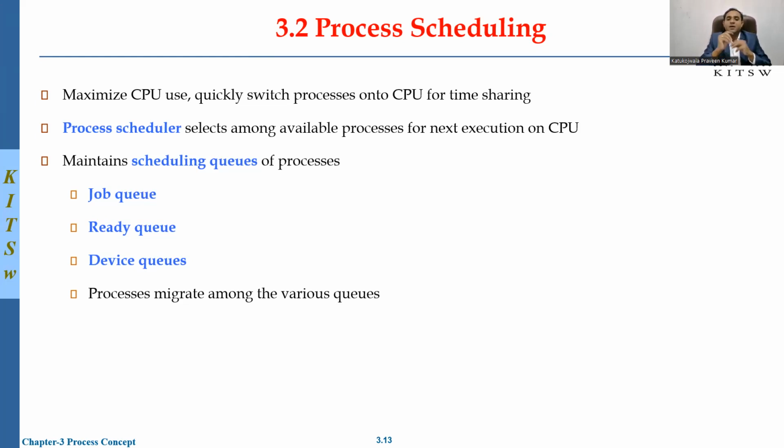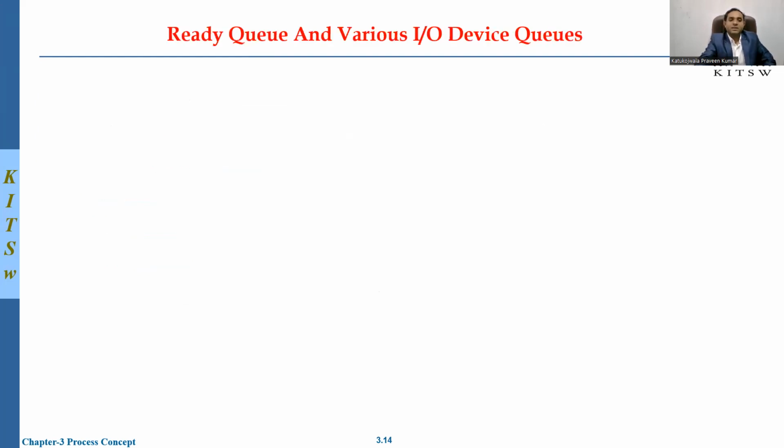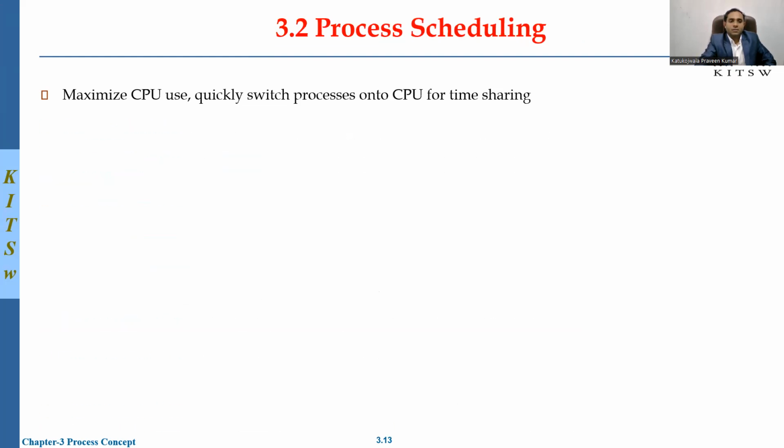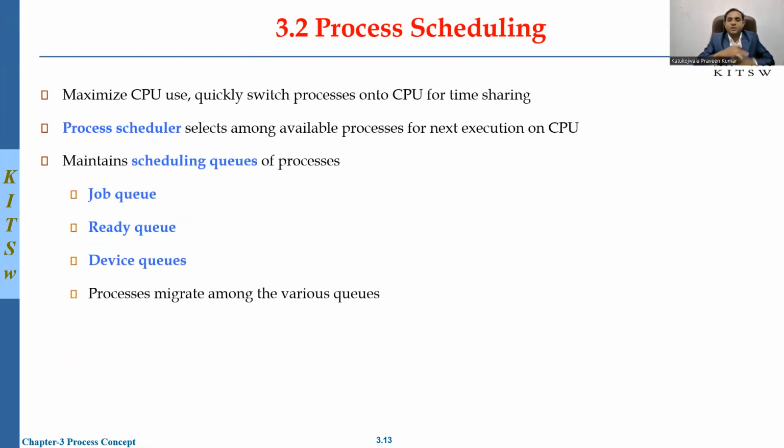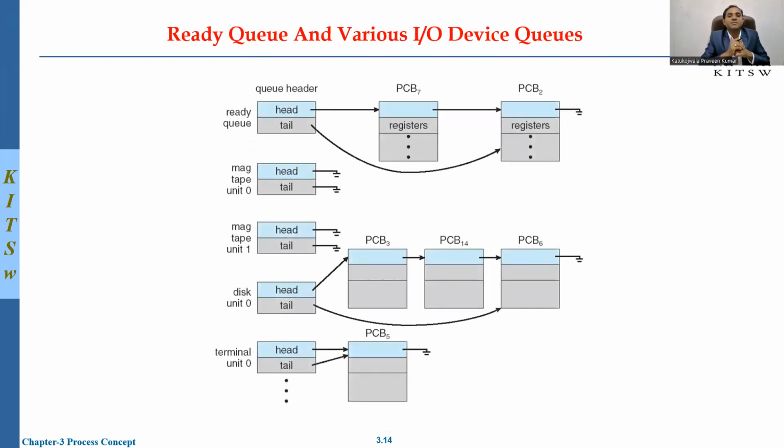What is a job queue? Job queue sets all processes in the system. The ready queue holds all processes residing in main memory that are ready and waiting to execute. And what does the device queue maintain? The set of processes waiting for an IO device. Generally, a process migrates among the various queues, from job queue to ready queue to device queue, like that. So there are the ready queue and various IO devices.